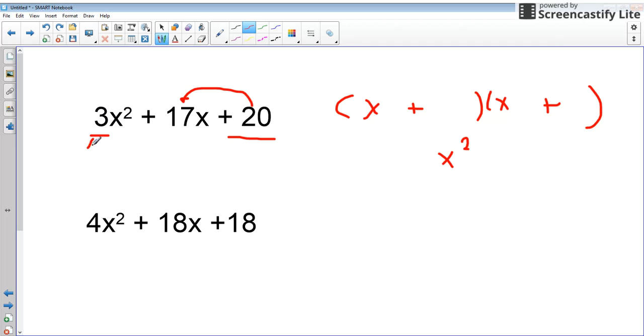Well, we're multiplying, so what are factors of 3? The only answer is 1 and 3. So really, one of these should just be 1x, and the other is going to be 3x. So it's actually not that much harder than what we've been doing. It's just sort of an extra dimension. Now we also have to consider that because of this 3x, it's not going to be factors of 20 that immediately add to 17x. It's factors of 20 times something else that then adds to 17.